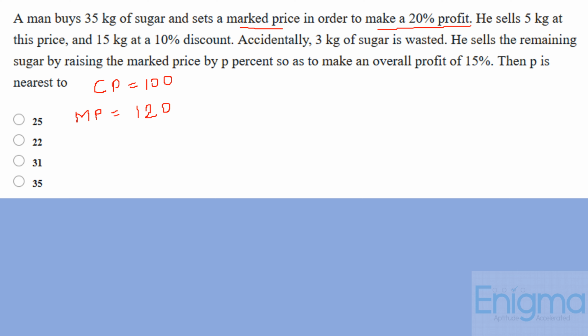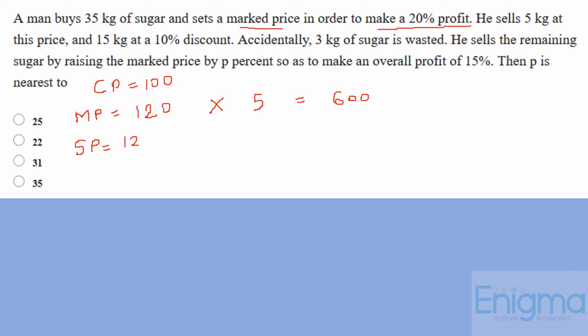That means he sells 5 kg at rupees 120. That means he is earning 120 into 5, that is 600 rupees, and 15 kg at a 10% discount. Now, discount is always applicable on the marked price.